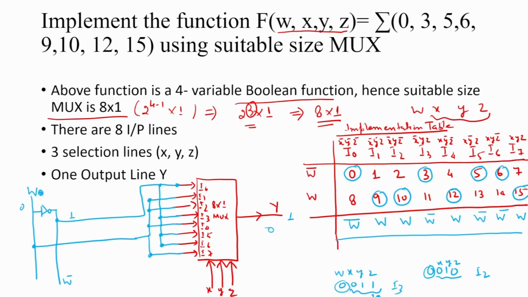In this case we determine for which input combination, means for what values of w x y z, the output value Y is 1 and the output value Y is 0. So we find that for these particular combinations the output value is 1 and for the rest of the combinations the output value is 0. Let us take another example.